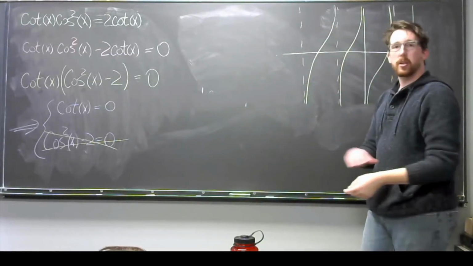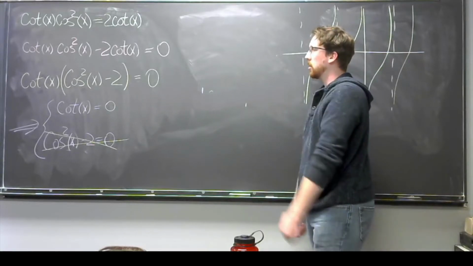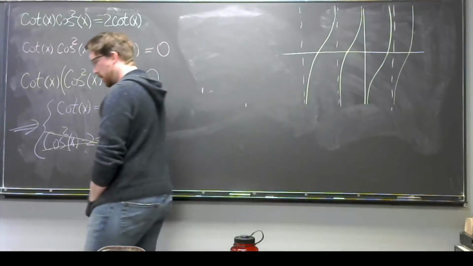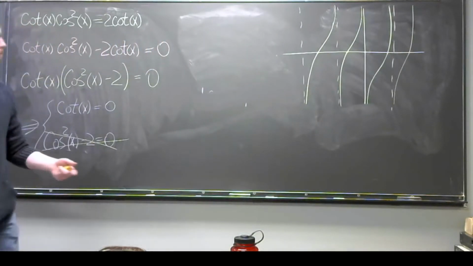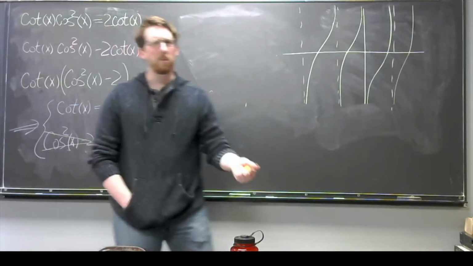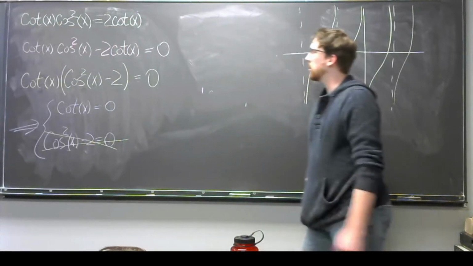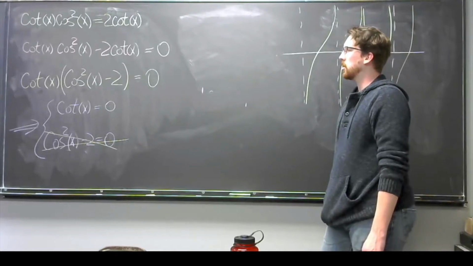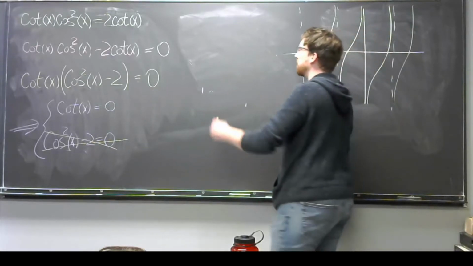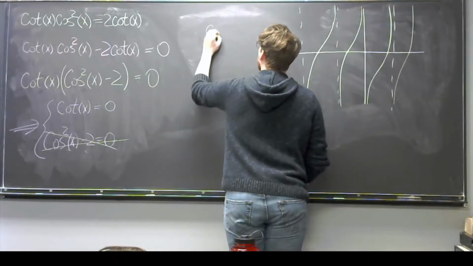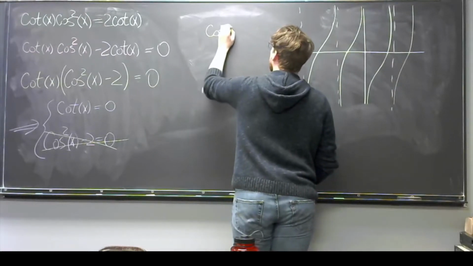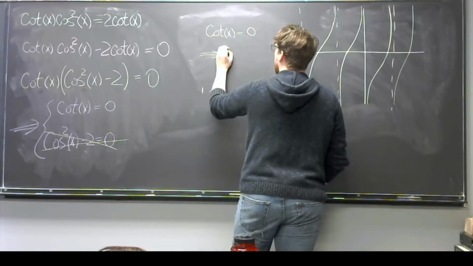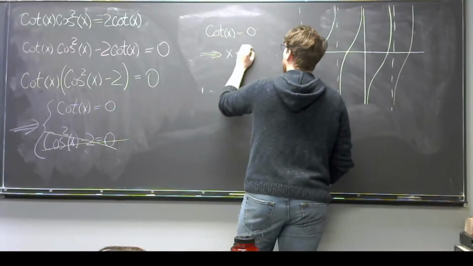Well, when is cotangent going to be equal to 0? It's only going to be equal to 0 when x is equal to pi over 2, right? Yeah, absolutely. So, cotangent of x equal to 0 implies x is equal to pi over 2.